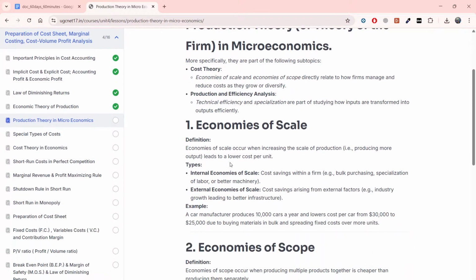More specifically, they are part of the following subtopics. Cost theory: economies of scale or economies of scope directly relate to how firms manage and reduce costs as they grow or diversify. Production and efficiency analysis: technical efficiency and specialization are part of studying how inputs are transformed into outputs efficiently.